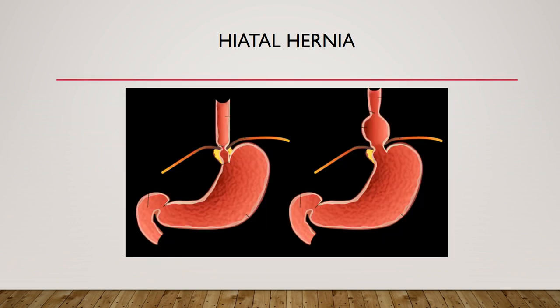So here's a picture of the hiatal hernia. You can see on the left-hand side is a normal stomach, where the esophagus and the stomach meet. And the line that's going across is the diaphragm. And on the right side is where the actual outpouching is and where the hernia has been made.